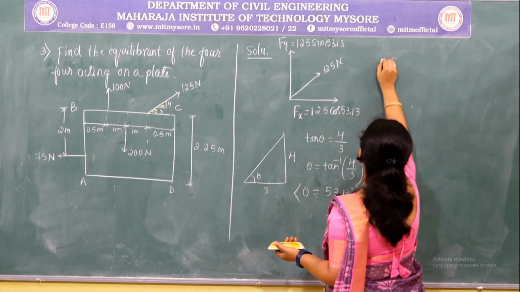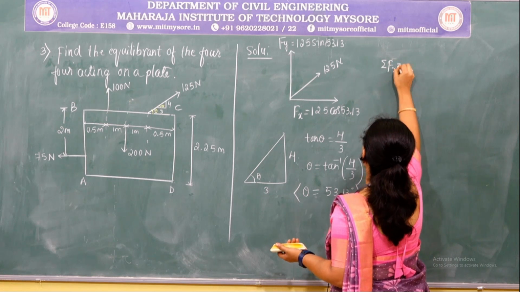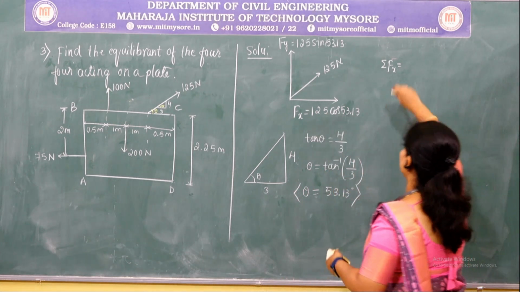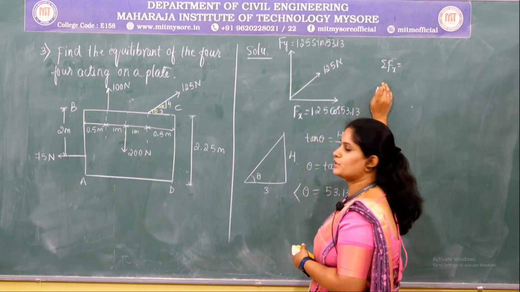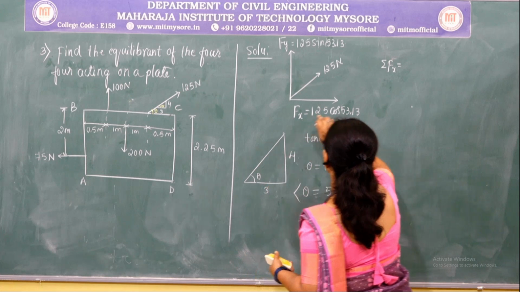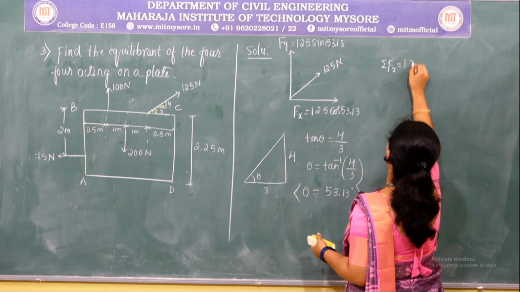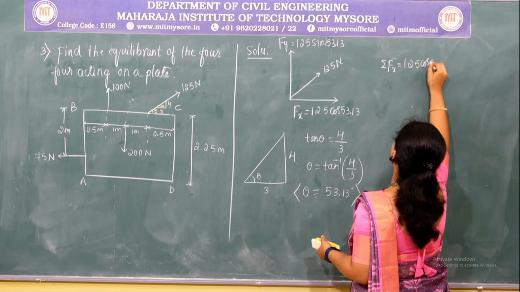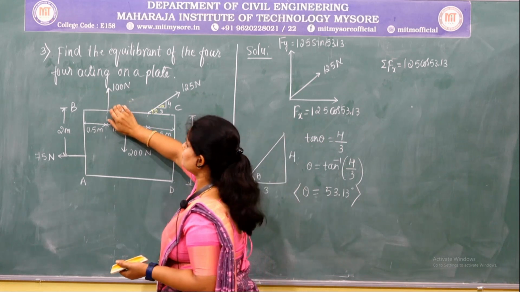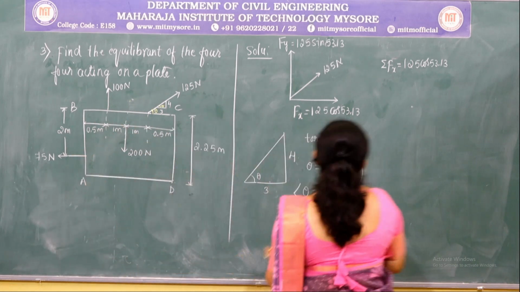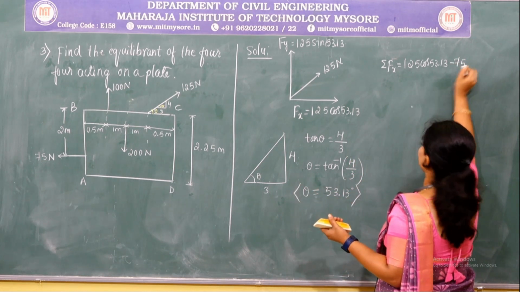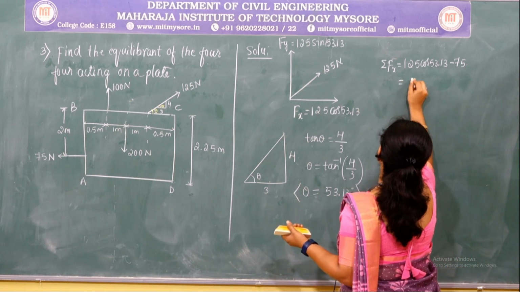Now let us find out summation of Fx and Fy. So summation of Fx is nothing but the algebraic sum of all the horizontal components. So first let us take up this 125 Newton force, whose horizontal component is 125 cos 53.13. The second force is a vertical force. Third force, that is 75 Newton, is acting towards left, so that is minus 75. This is going to give a value of 0.